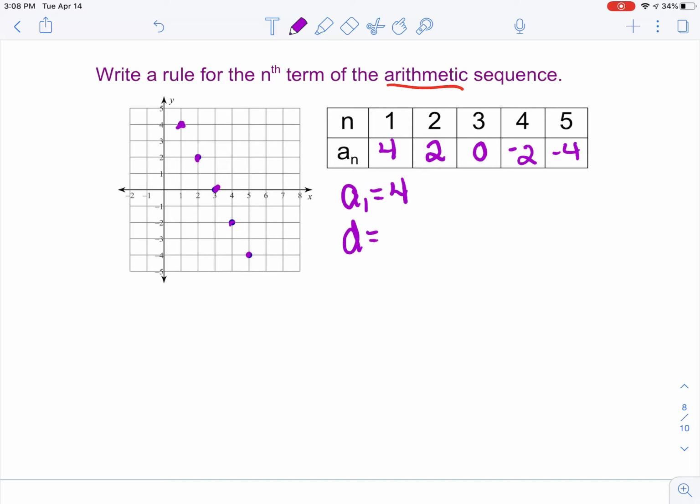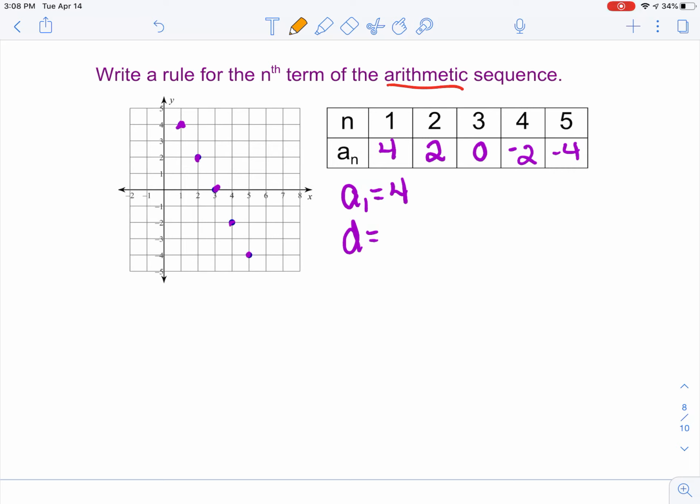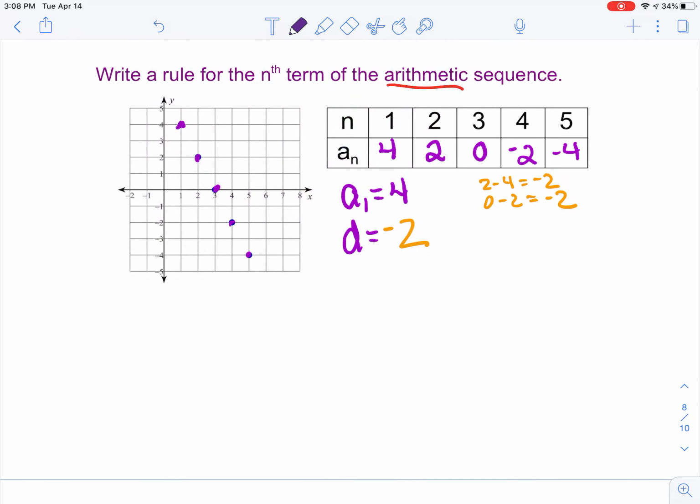All I need is my common difference. So what's happening to each term? Well, I can take my second one minus my first. I can take my third one minus my second. So my common difference is actually negative 2. It's going down by 2 every time.